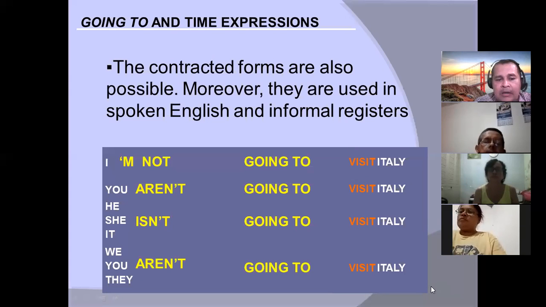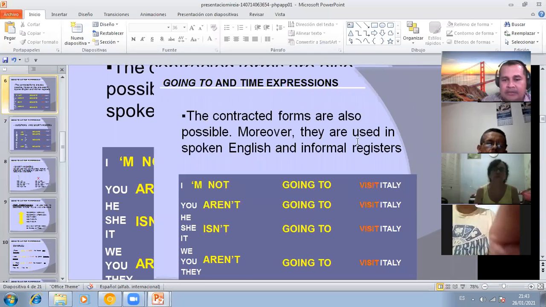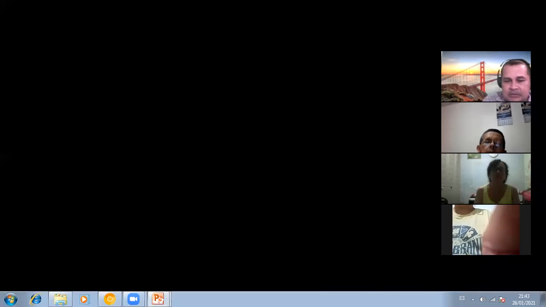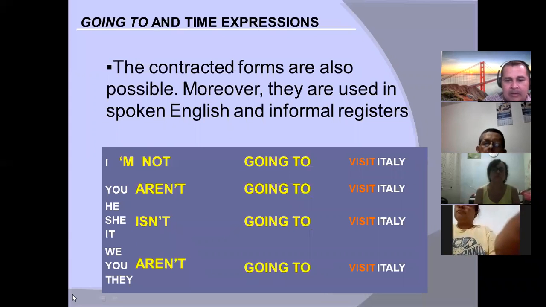Or if it's plural, aren't. You aren't, we aren't, you aren't, they aren't, okay? If it's third person, isn't. If he isn't, she isn't, it isn't, okay? So when it's negative, it's very simple, everybody. Very, very simple. Okay, now let's continue. Let's continue with this exercise here. Observe, please.